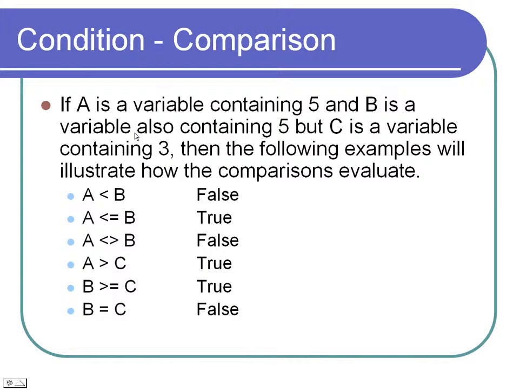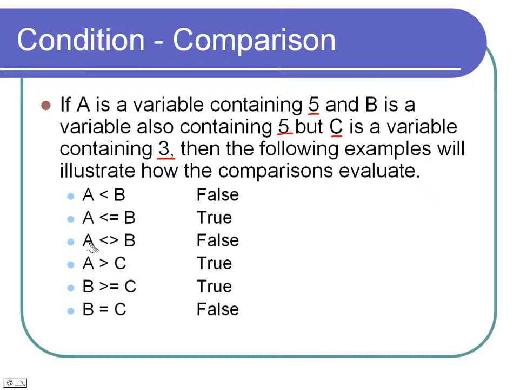Okay. Some examples. Let's say A contains a 5, and B also contains a 5. C is a variable that contains a 3, so C is the one that's smaller. If we say is A less than B, we're asking is 5 less than 5? That's false. Is A less than or equal to B? Is 5 less than or equal to 5? Sure, that's true.